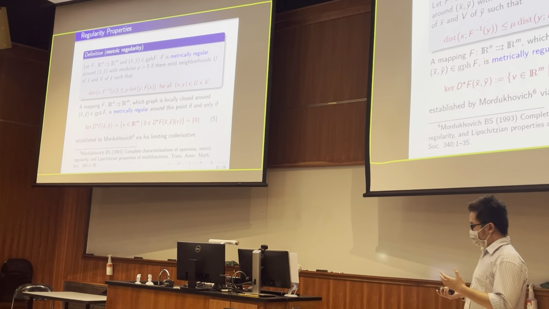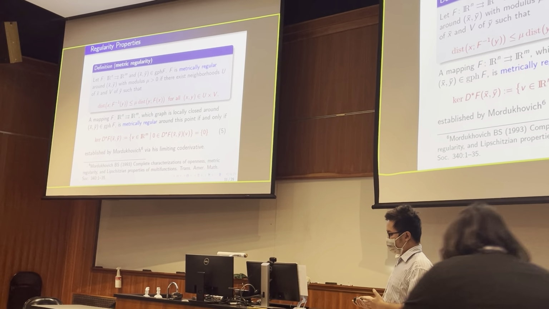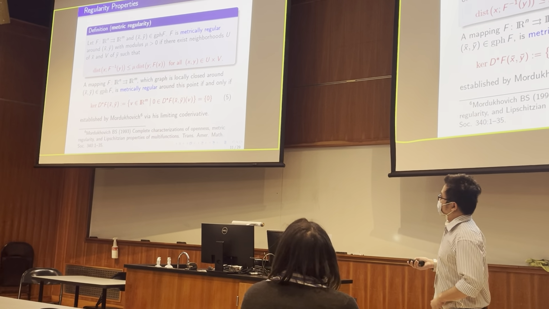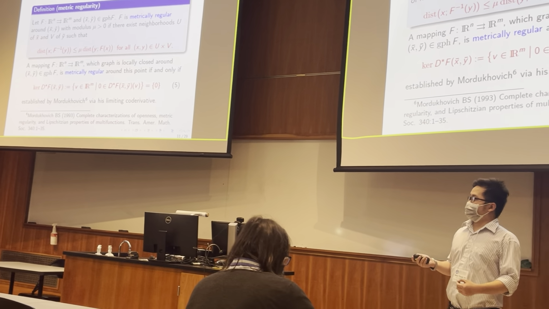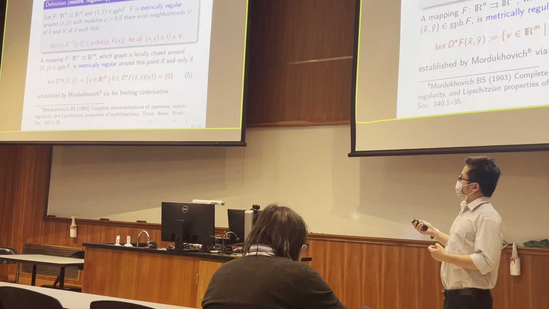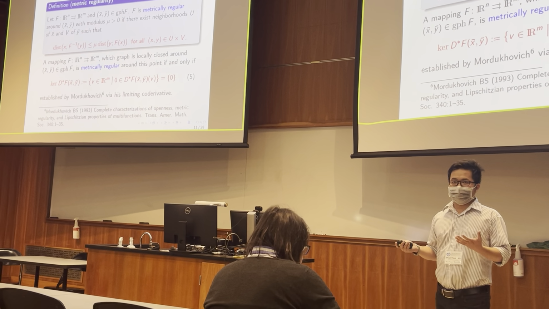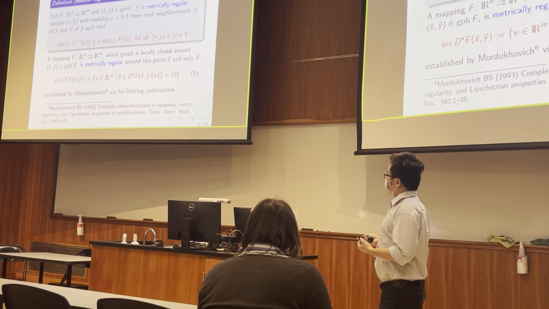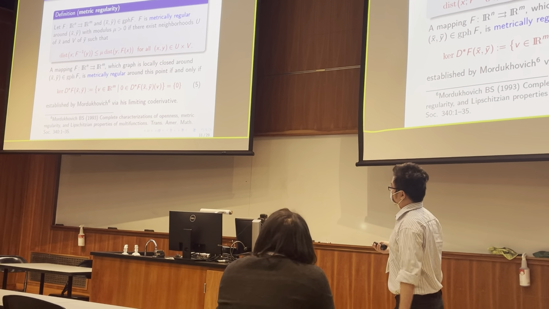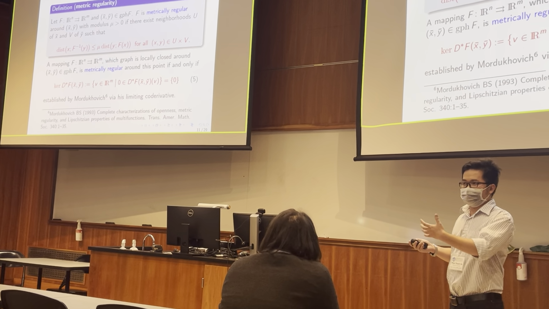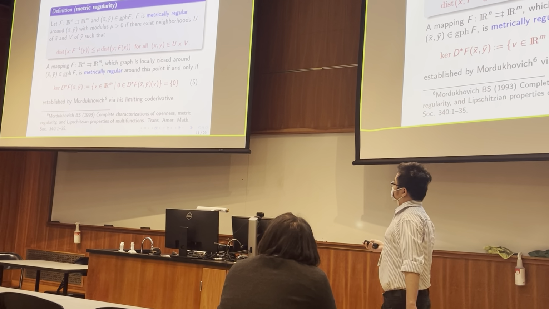Before I move on to answer the question I mentioned, I have to recall some concepts in variational analysis. The first one is metric regularity. Metric regularity is defined in the slide here, and this property can be characterized by the Mordukhovich coderivative, or limiting coderivative, and it's called the Mordukhovich criterion. We can use the coderivative to characterize the metric regularity of the set-valued mapping.